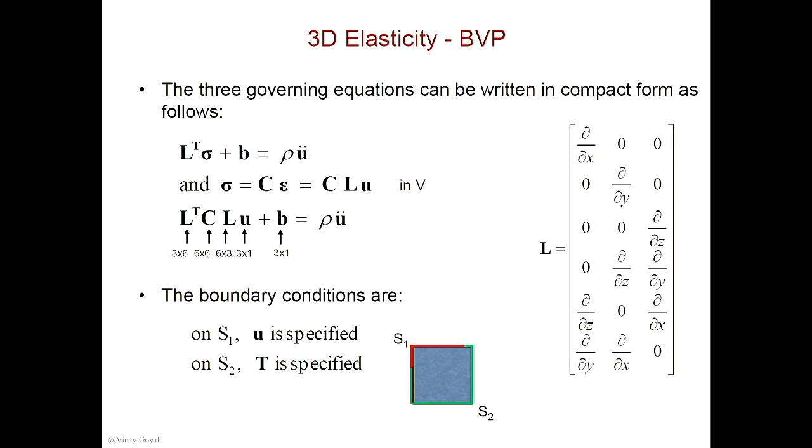And so to do that, I realize that sigma is C times epsilon, right? Now, the C is 6 by 6. It's huge. I don't want to write that again. The whole point of finite elements is that you don't have to write these things again. You're basically using these matrices. Epsilon is a strain vector, but epsilon is also L times U. You agree? So then I can substitute this stress into this equation, and I get L transpose C L U plus B equals rho times U double dot. How many equations do I have here now?